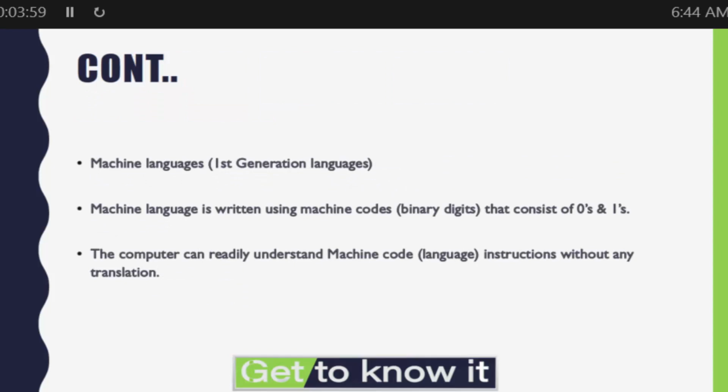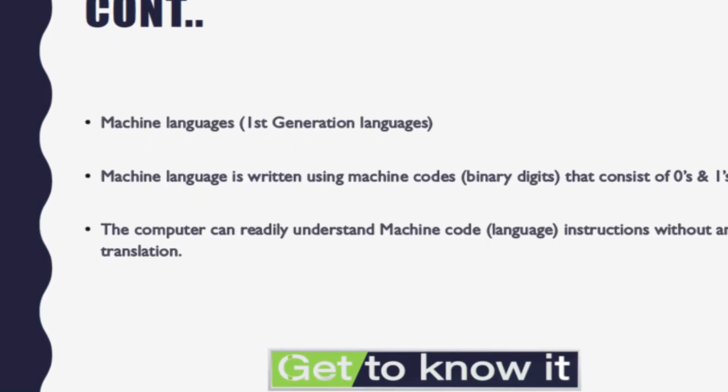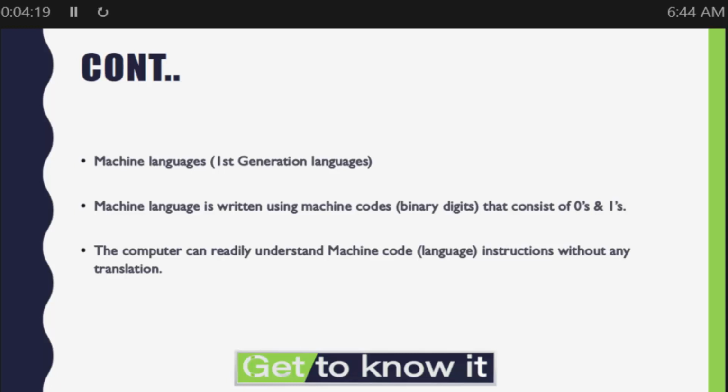Machine languages are also called first-generation languages, and they are usually written using machine codes or binary digits that consist of zeros and ones. A programmer is required to write his program in strings of zeros and ones, and calculate and allocate the core memory locations for his data and all instructions. The computer can readily understand machine code without any translation.